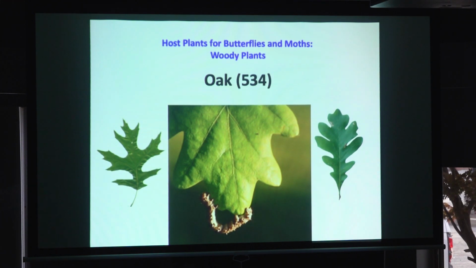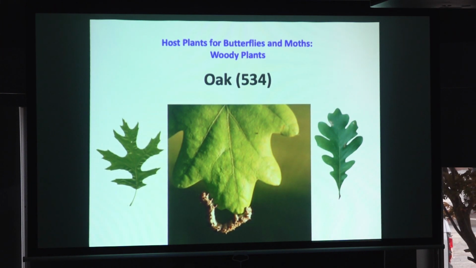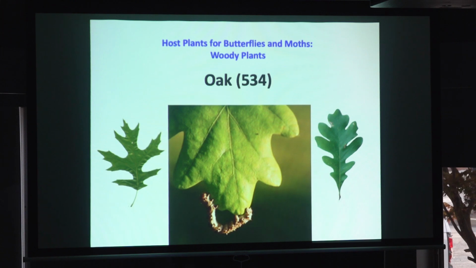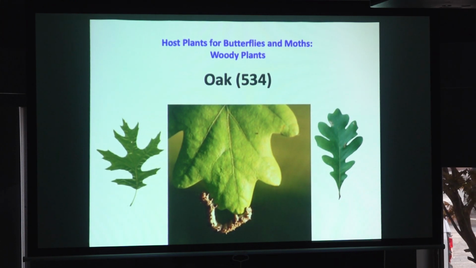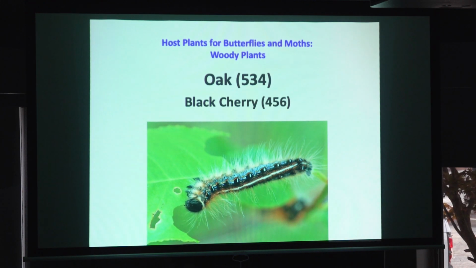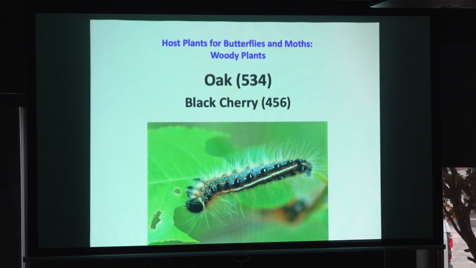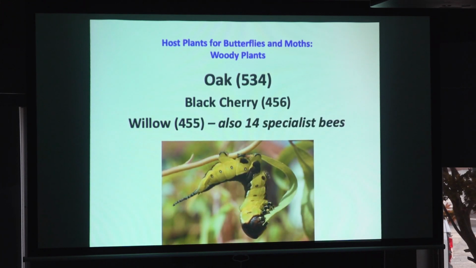So the best plant, bar none, as far as hosts, attracting 534 species of moth and butterfly caterpillars, is the oak. But pretty close to it is the black cherry. And when you think about how there are probably plenty of oaks around, maybe it's more important to plant black cherries to make sure those caterpillars have something to eat. And the same goes for willow.